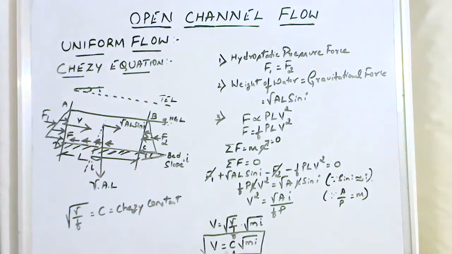This is the formula in order to find the velocity of a flow in case of uniform flow in the channel. That is C is Chezy's constant, M is hydraulic mean depth, that is A divided by P, I is bed slope of the channel. This is how you should derive the Chezy's equation.